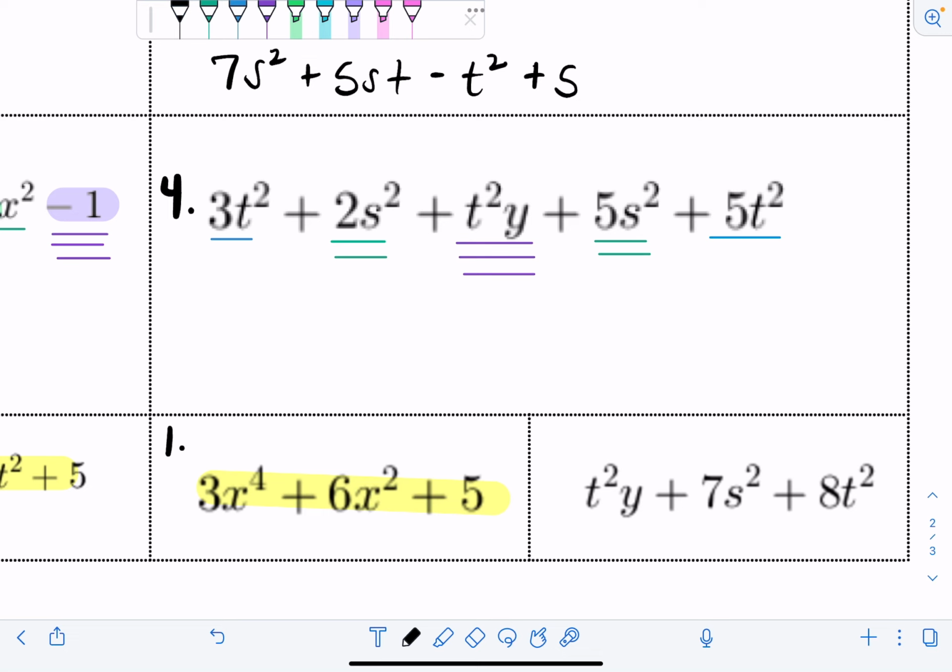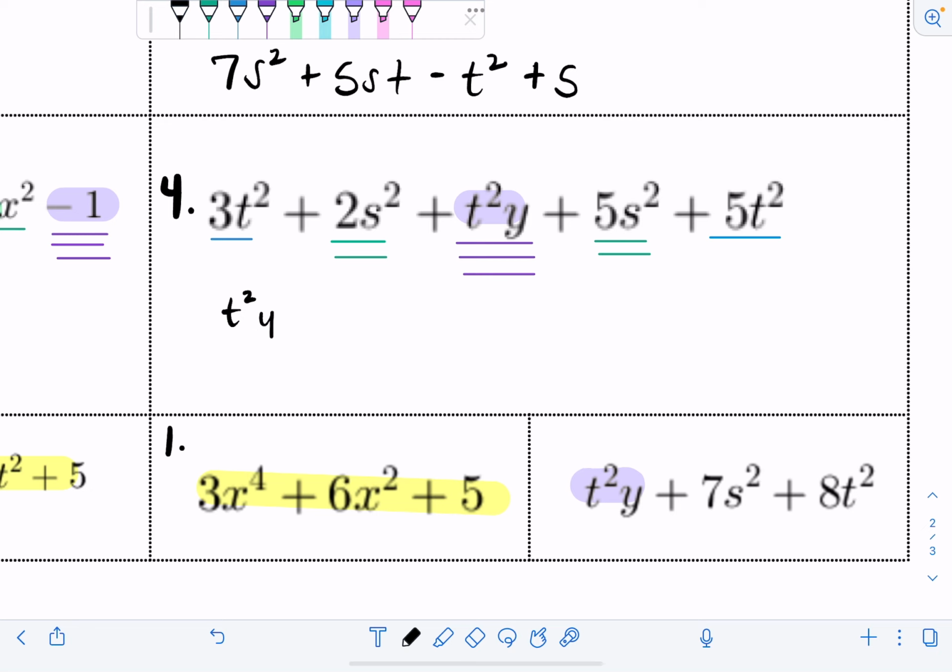So here, since there's 2 different types of variables, s's and t's, the order really doesn't matter. I'm going to go ahead and just start with the t squared y. Oh, wait, I guess there's 3 variables, t, s, and y. Anyways, I'm just going to put that first just because we have the answer there, and it starts first also, so we don't have to reorder.